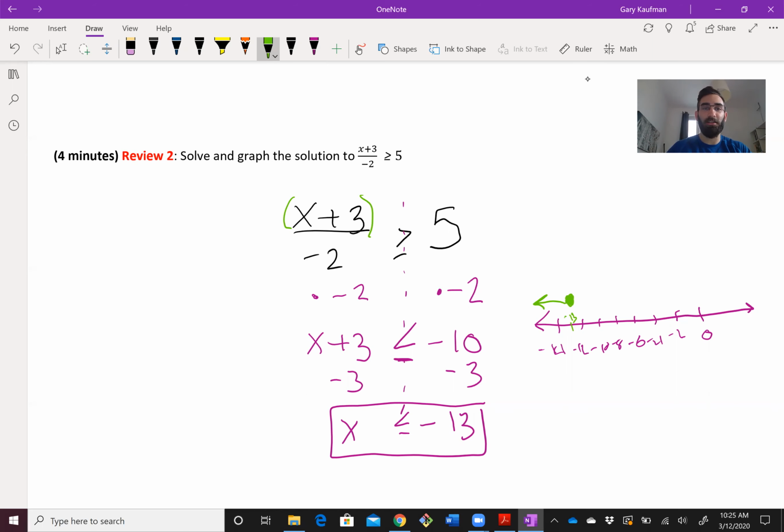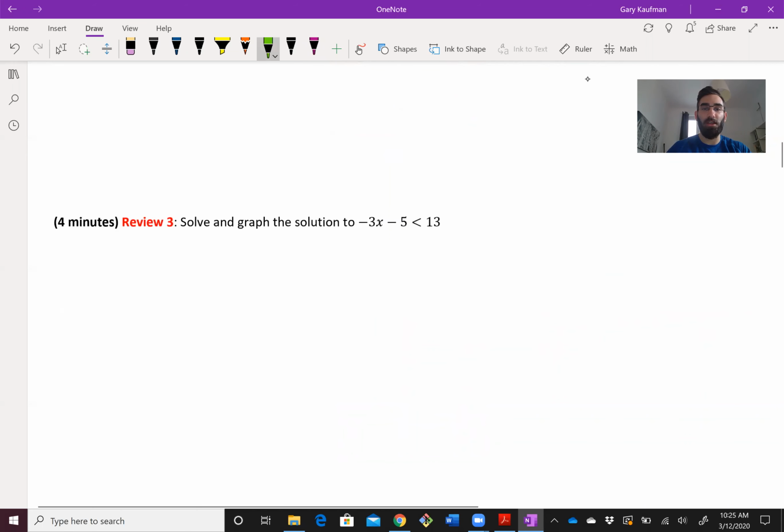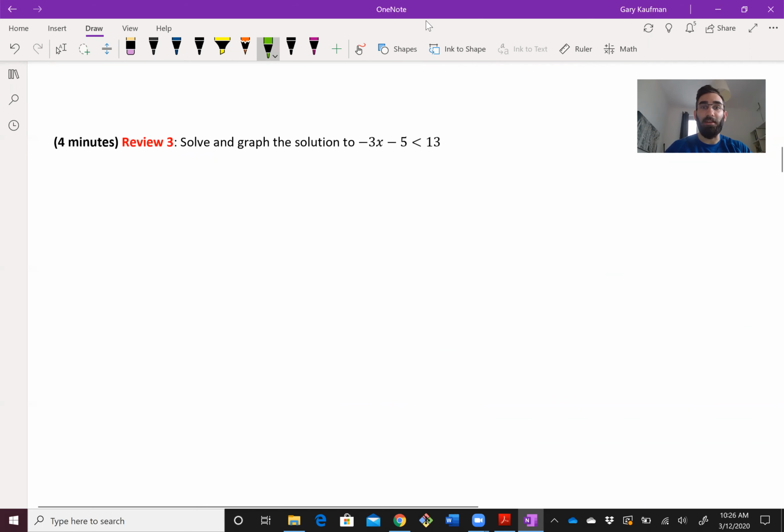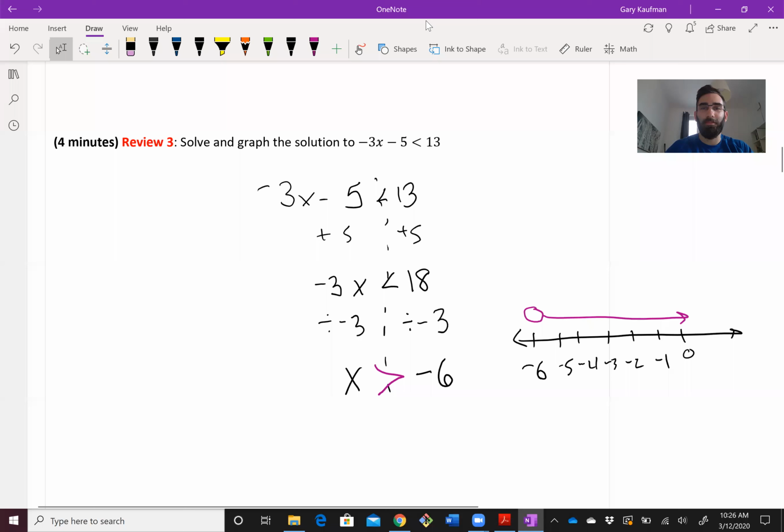All right, last but not least, review question number 3. Solve and graph this one. Here's the solution to this one. Notice that right here I divided by a negative. So again, my less than flipped to be a greater than. So our answer is x is greater than negative 6.